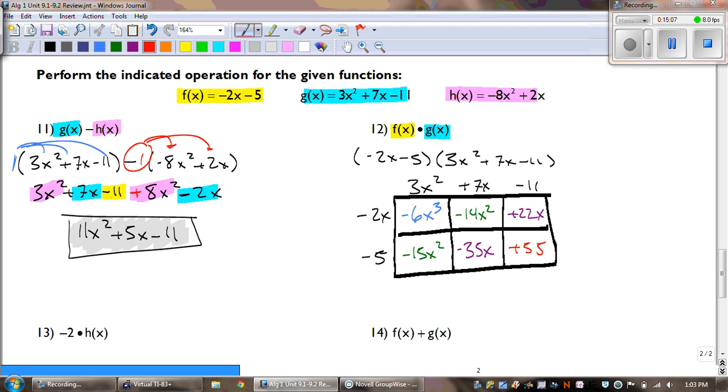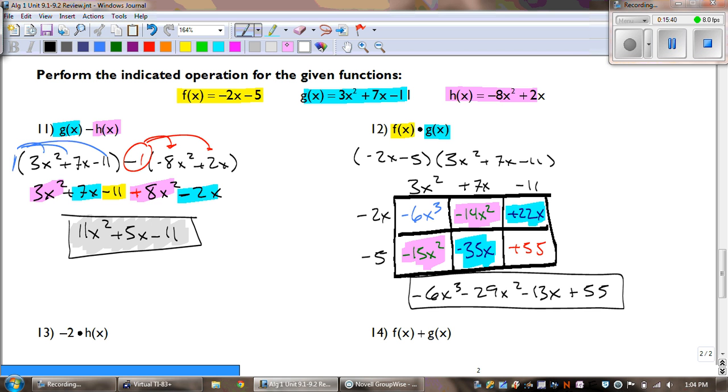Okay, and from there, we just combine our like terms. Okay, so we have the squares, and then the 22x and the negative 35x are the same, and that's it. So our final answer will be negative 6x cubed minus 29x squared. Negative 35 plus 22 gives us negative 13x plus 55. Remember, we always want to write our answer in standard form, which means the highest exponent down to the lowest.